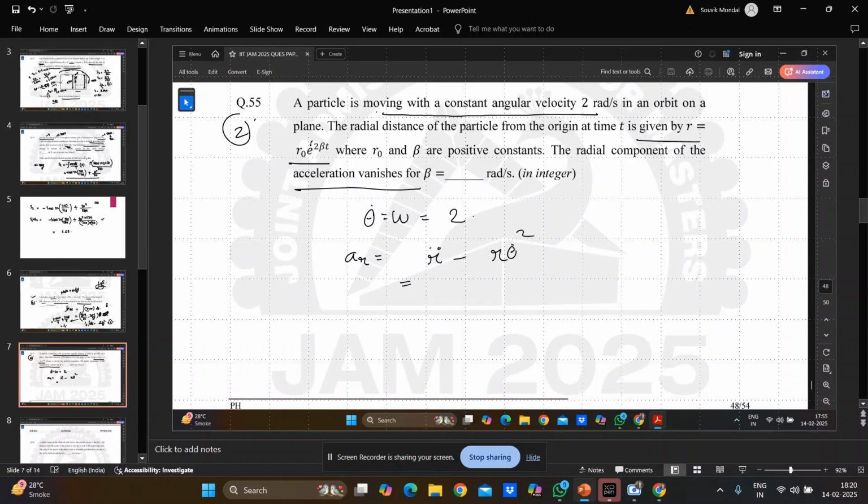So what is r double dot? Here only e to the power 2 beta t is the t dependent part. So if you take the derivative two times, 2 beta and 2 beta, so 2 beta square into r minus r into theta dot square, that should be equal to 0. So simply 2 beta is equal to theta dot, so beta is equal to theta dot by 2, theta dot is equal to 2, so 2 by 2 is equal to 1, so this will be 1.